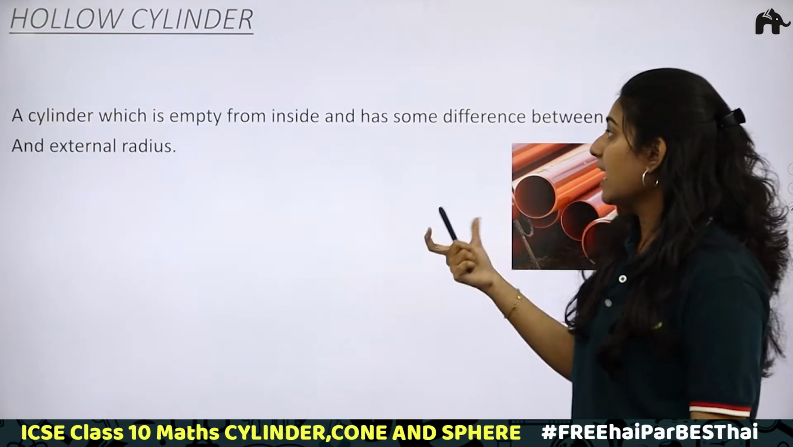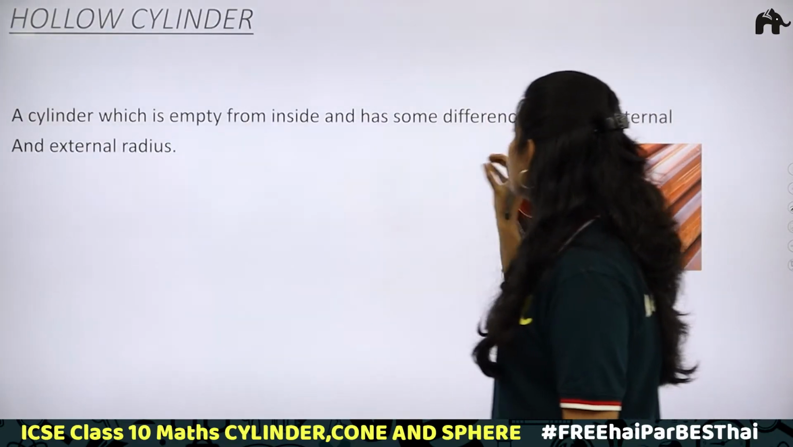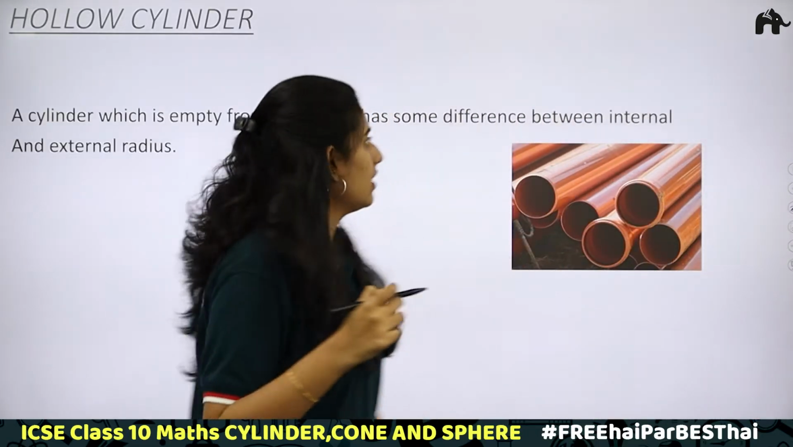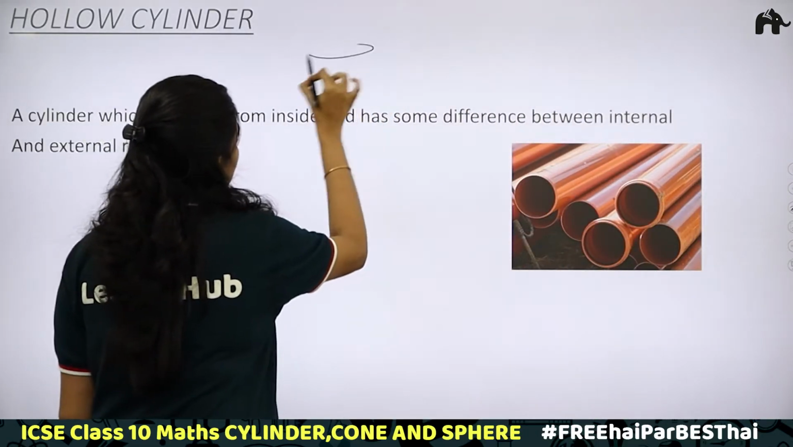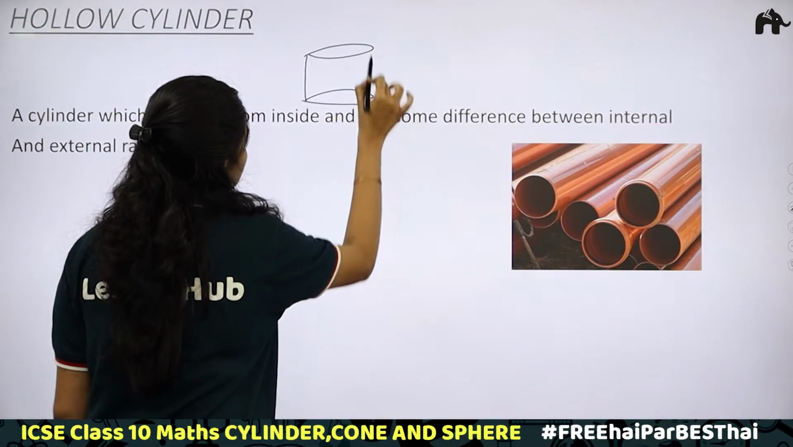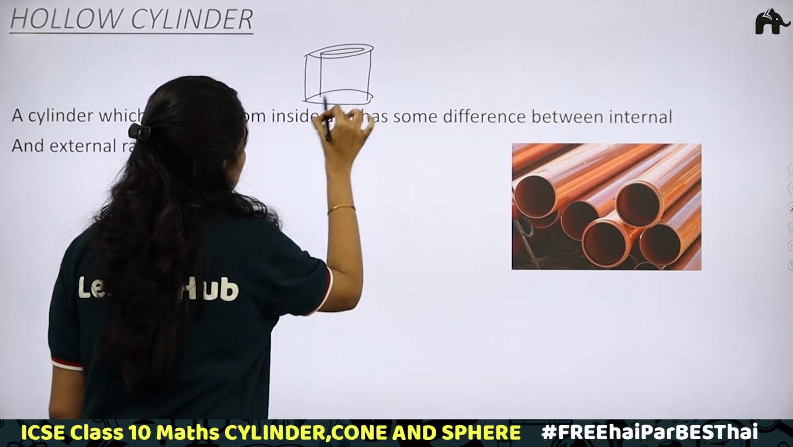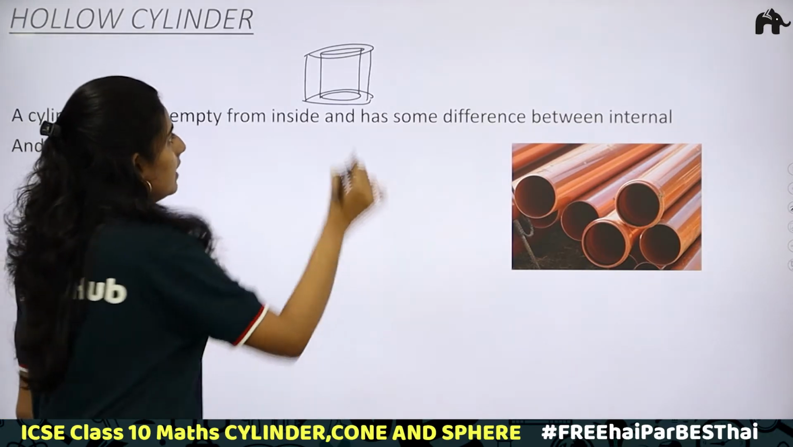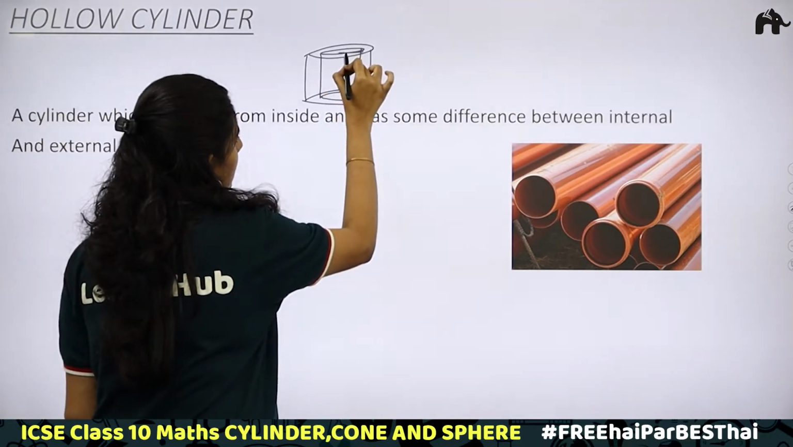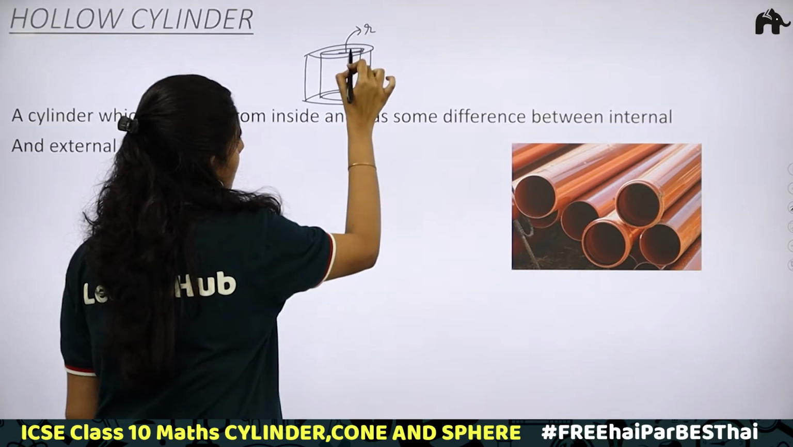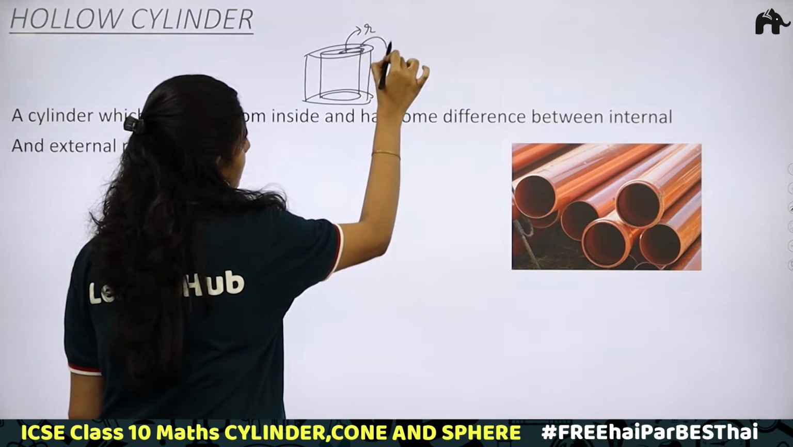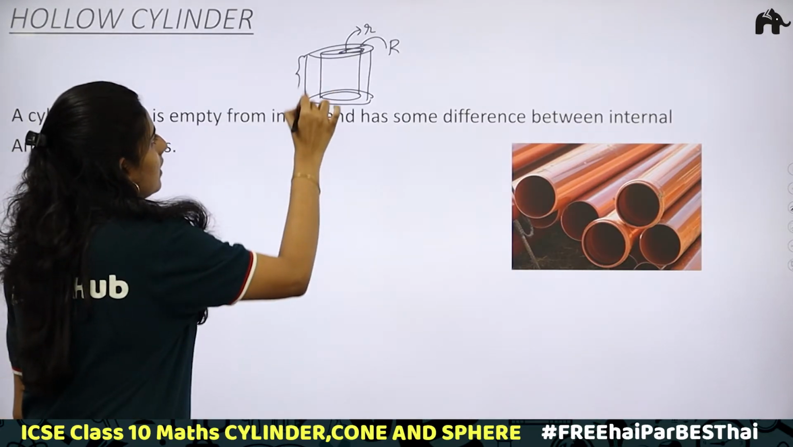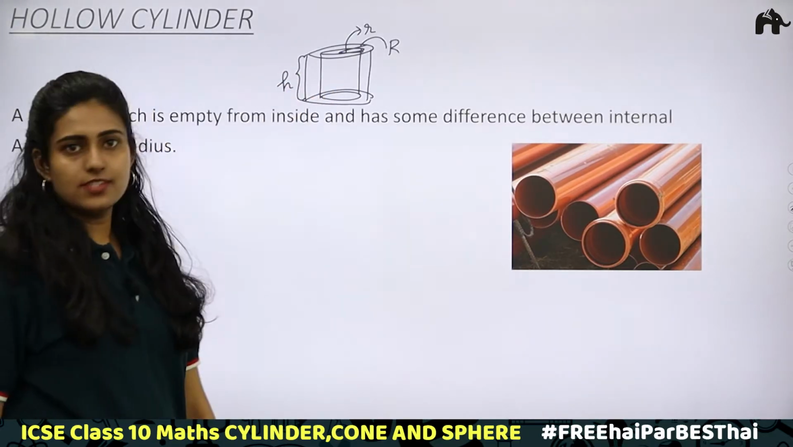Next is hollow cylinder. A cylinder which is empty from inside and has some difference between internal and external radii. I'll show you here. This is how a hollow cylinder looks like. Here we'll be having an internal radius. This is internal radius small r and this is external radius capital R. This is the height of cylinder.